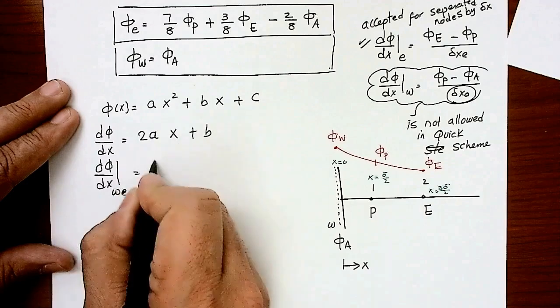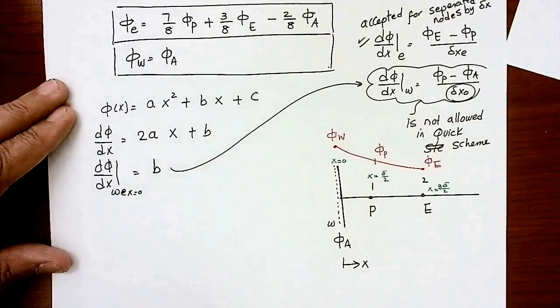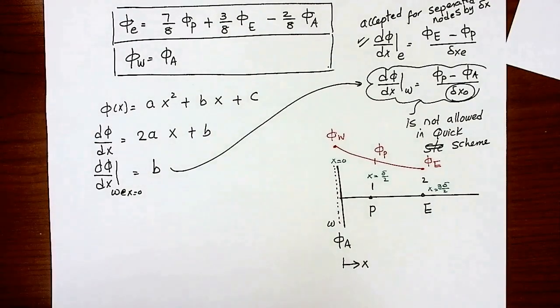If you put x equals 0, so I need b, and b will actually be the d phi by dx in the west face. So that's one of the major differences between the previous schemes. This is the first scheme that really put a condition or restriction on the use of the central differencing scheme at a boundary node or a boundary face. So keep that in mind. This is one major difference between all what we did before and this one.